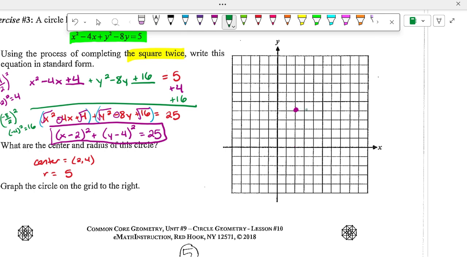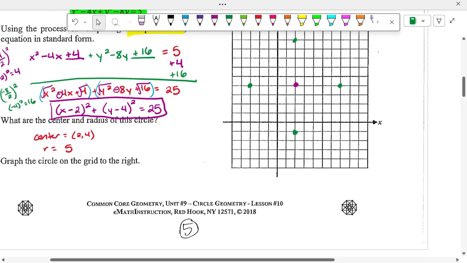So I'm going to count 5 east, so that's to the right, 5 north, so that's up, 5 west, so that's to the left. That was 4. And 5 south, so that's down. So your circle should go through each one of those points. So then you can just draw it the best you can.